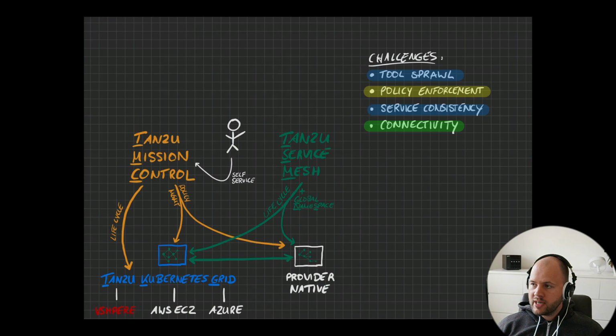So taking a step back, we're seeing this picture in the bottom left corner, which we've just talked about quite much. And if we think back about the challenges that we have identified in the very beginning, tool sprawl, policy enforcement, service consistency, connectivity. So these things are all very nicely covered. And I try to highlight the different parts of the Tanzu portfolio in the right color so that you can map them to the challenges they're solving.